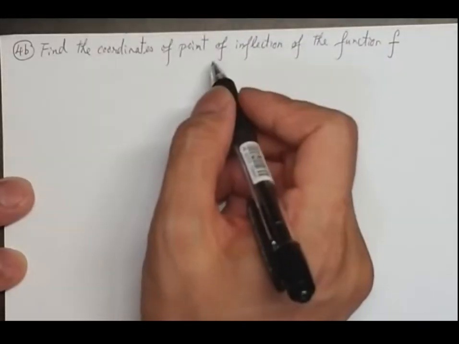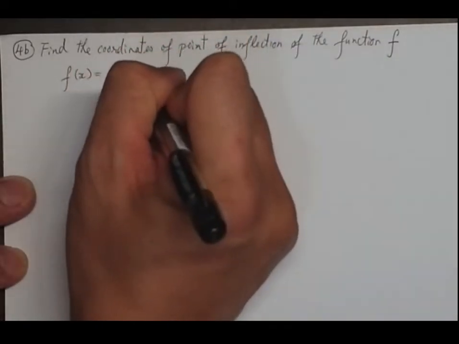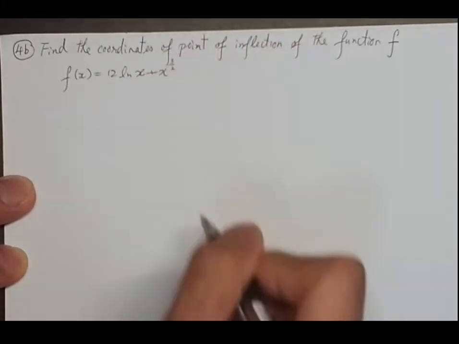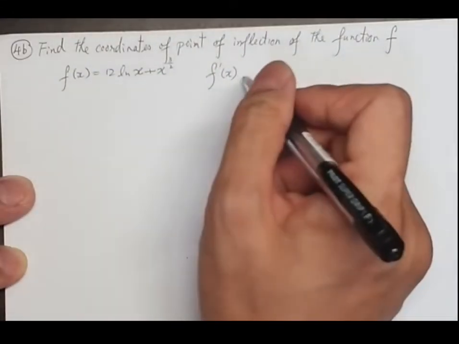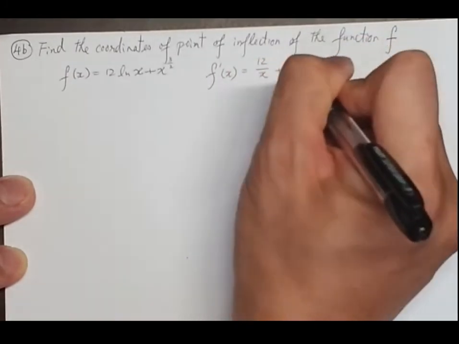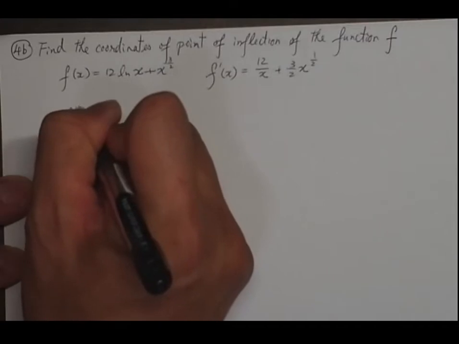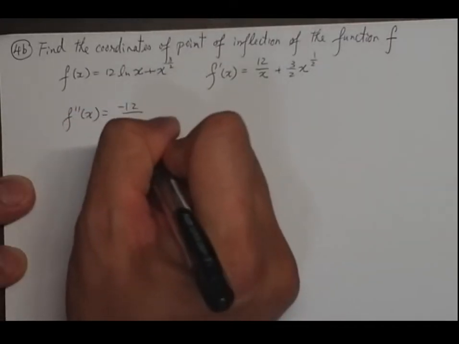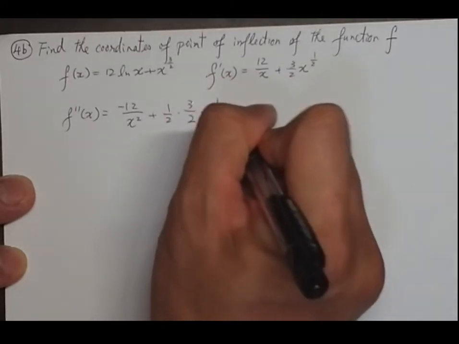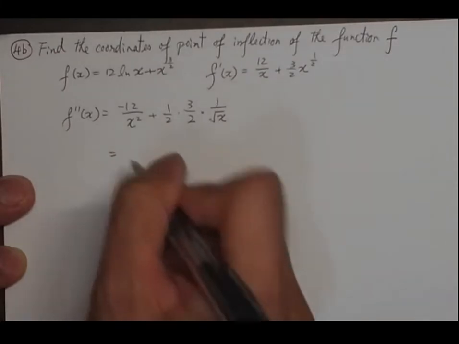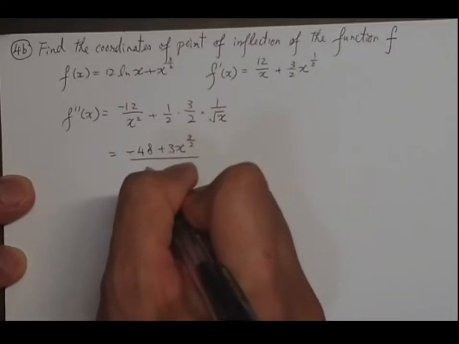Question 4b, find the coordinates of the point of inflection of the function f(x). Remind you that f(x) is equal to 12 log x plus x to the power 3 over 2. So the differentiation of this f(x) is f dash x, and it's equal to 12 over x plus 3 over 2 x to the power half. And the second derivative of it, f double dash x, is equal to minus 12 x to the power minus 2 plus half multiplied by 3 over 2 multiplied by 1 over square root x. And we got the answer: minus 48 plus 3x to the power 3 over 2, over 4x squared.